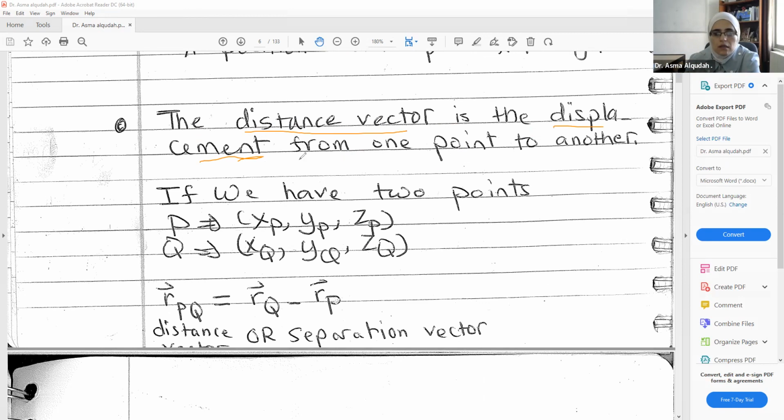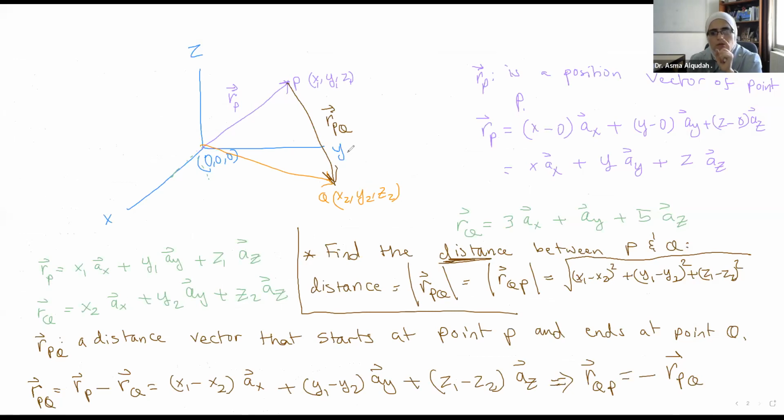Okay, so the distance vector from P to Q. I think I had made a mistake. Again, we have a distance vector going from point P to point Q, and we write it R sub PQ. P is the starting point and Q is the finishing point.